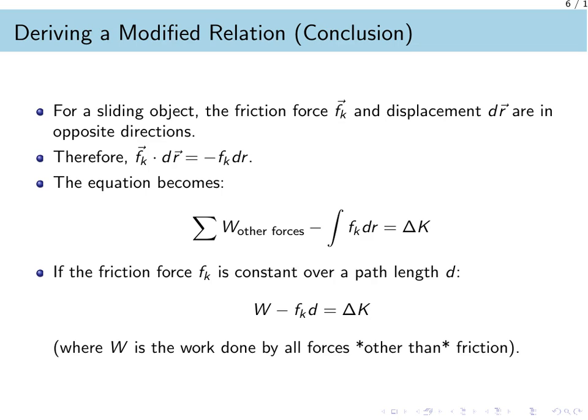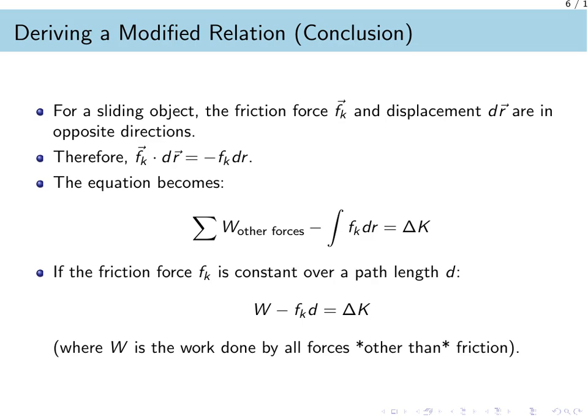We can now finalize our modified relation. For an object that is sliding, the kinetic friction force vector, F sub k, and the displacement vector, dr, are always in opposite directions. Because they are 180 degrees apart, their dot product, F sub k dot dr, simplifies to the negative product of their magnitudes, which is negative F sub k dr. Substituting this into our equation gives us the sum of work by other forces minus the integral of F sub k dr equals delta K.